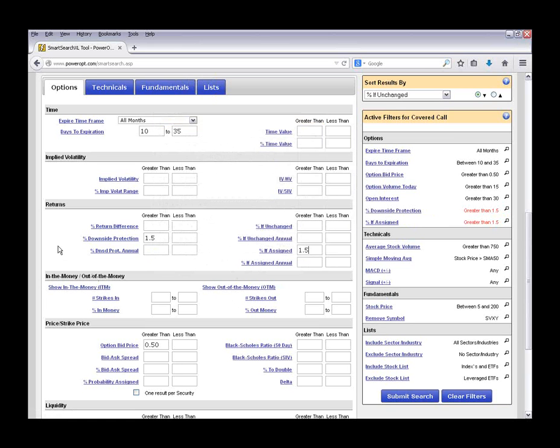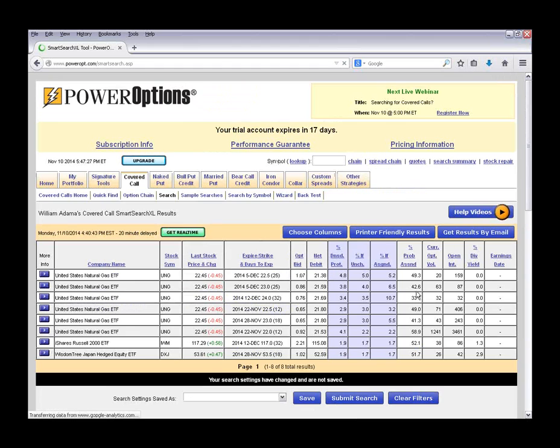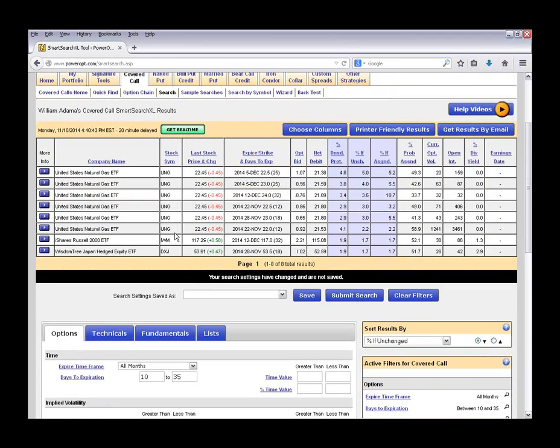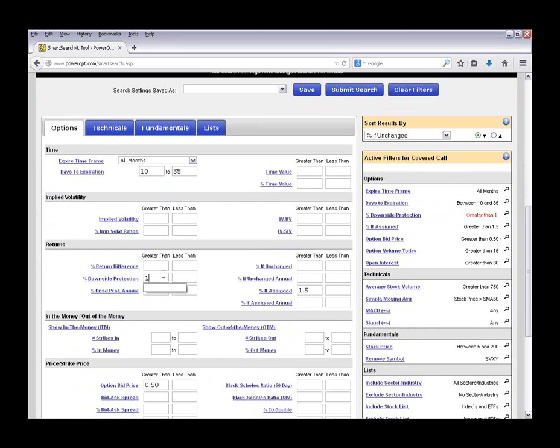Let's lower both our downside protection and our % if assigned to only look for positions at least 1.5% or more, see if we increase these results a little bit, hopefully with other securities other than UNG. Well, there's IWM and there's DXJ, but still not a lot. Let's try one more set. We're going to drop it down to 1.